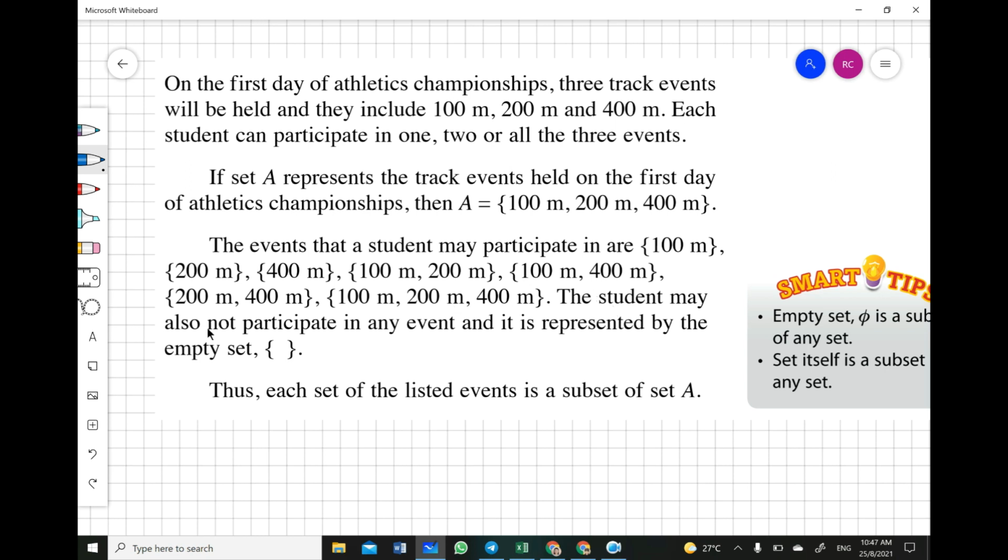So the student may also not participate in any event, and it is represented by the empty set. Thus, each set of the listed events is a subset of set A, meaning these are all the subsets of set A. So from the example given over here, they want you to list the subsets of a given set. And you need to know the empty set is always a subset for any set. Okay? So you can see the smart tips given on the right here.